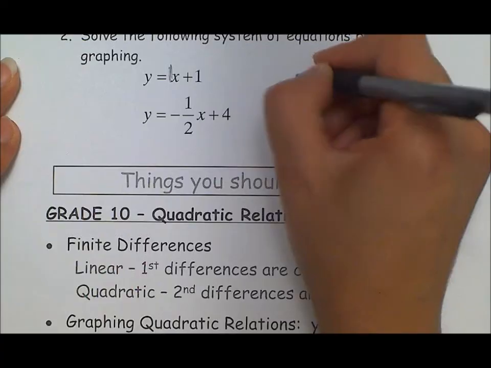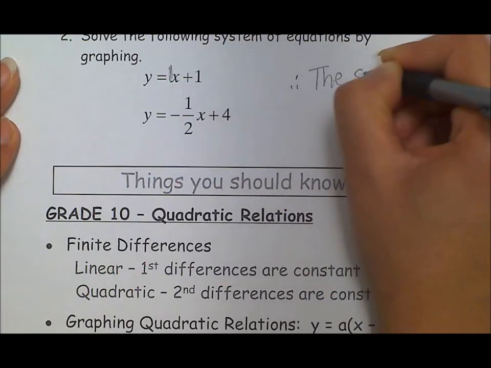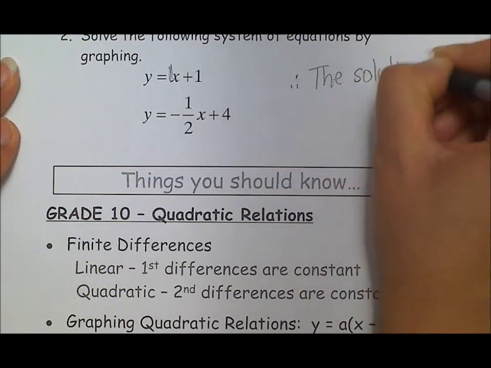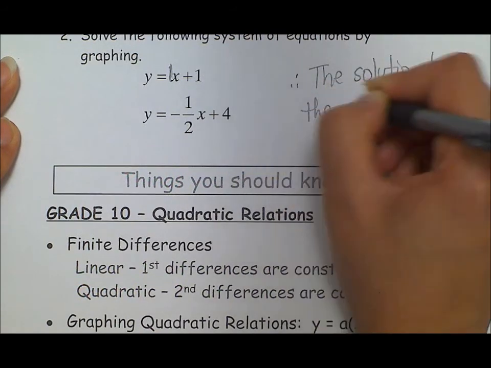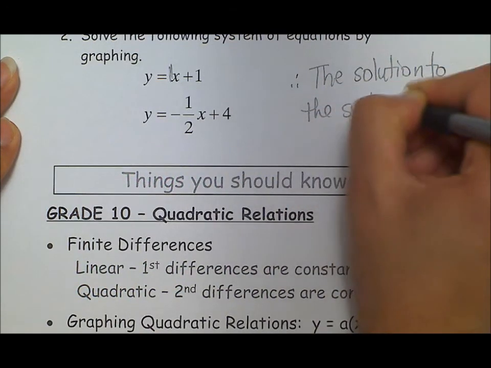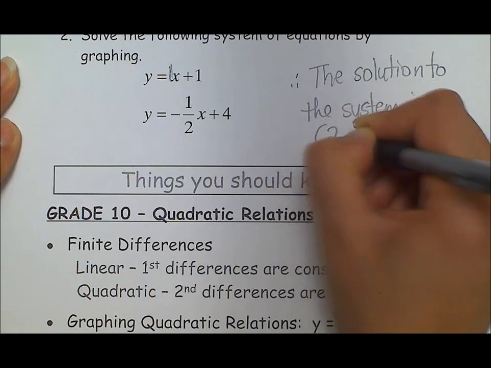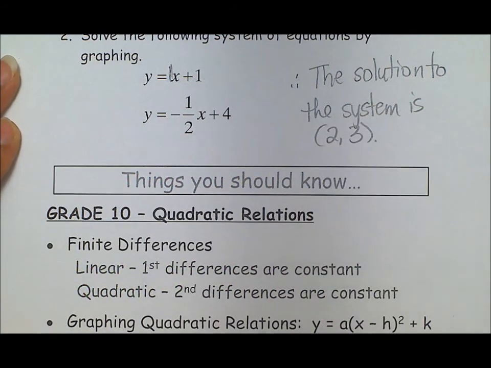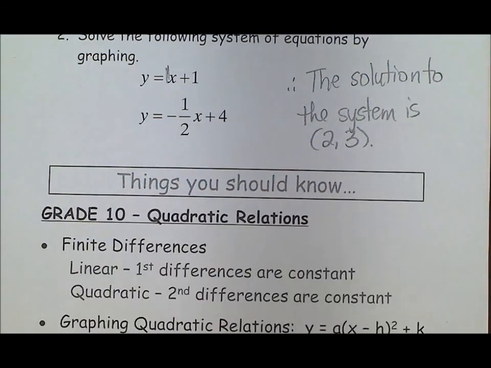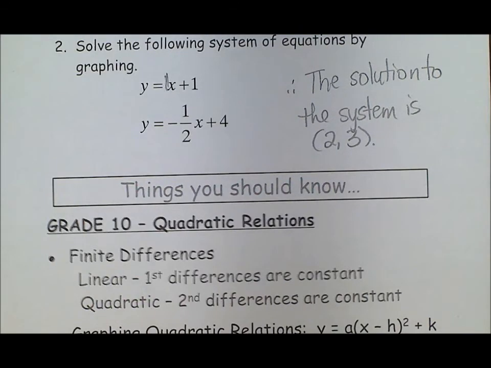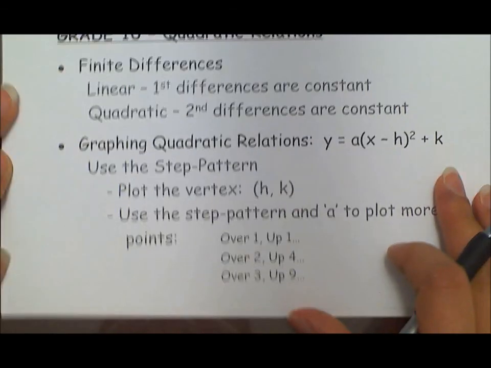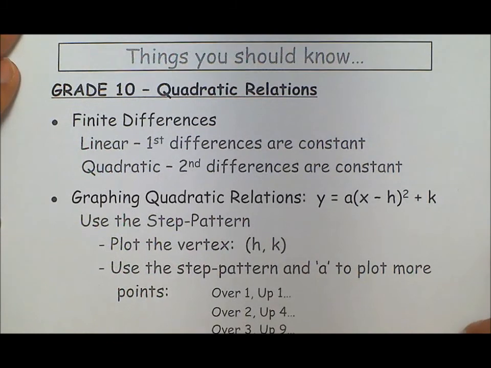So therefore, the solution to the system is (2, 3). So that was the point of intersection between the two lines, or in other words, a solution to the system. Okay, so the next thing we're going to look at is, again from grade 10, the quadratic relations unit.